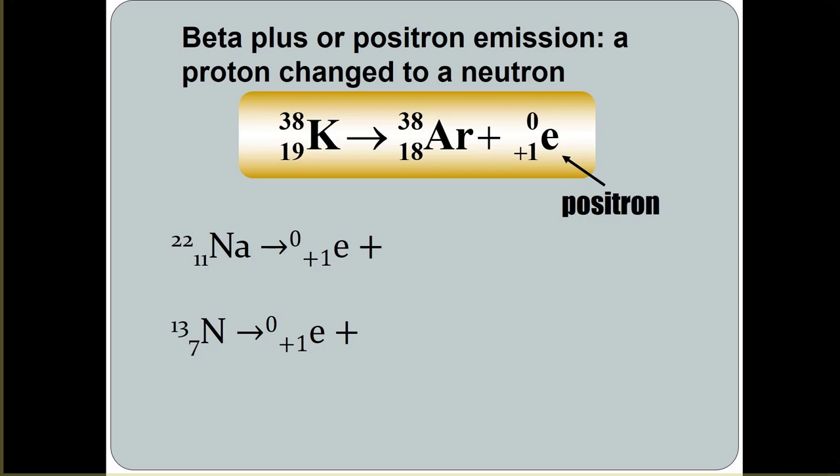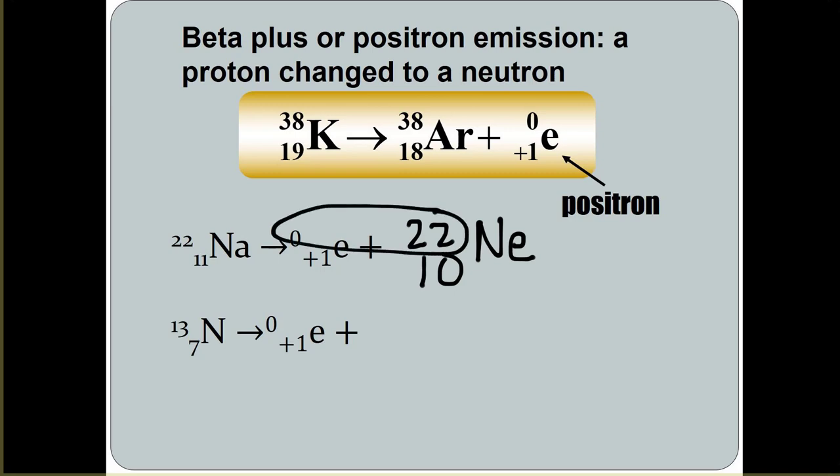So again, we have 22 minus 0, so we have 22 is our leftover, and then we have 11, and now this is a 1, so we're going to go to 10. So this one is going to be neon. All right, so just double check here. So you have 22 on top, 22 here. You have 10 plus 1 here, and you have 11. All right, let's go to the next one.